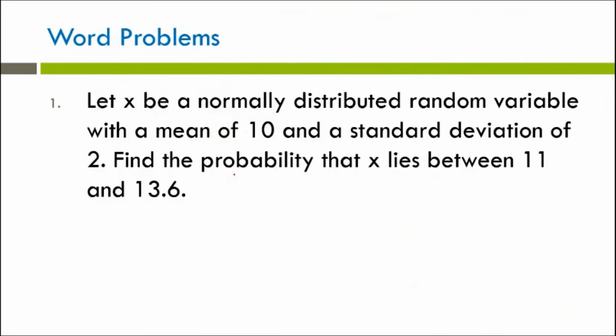Okay, now suppose we have x be a normally distributed random variable with a mean of 10 and a standard deviation of 2. What is the probability that x lies between 11 and 13.6? So we have here given values. So this will be our mean, so denote it as mu. And this is our standard deviation or sigma. Then there are two values. So find the probability that x lies between.